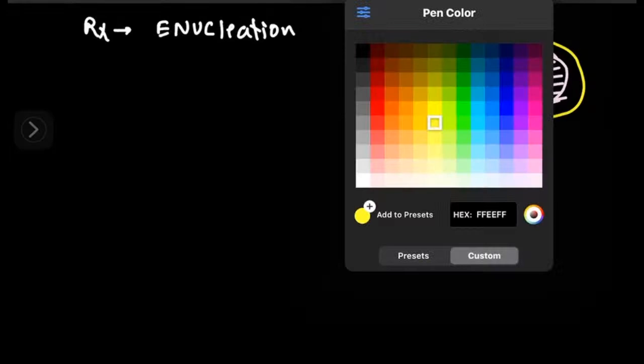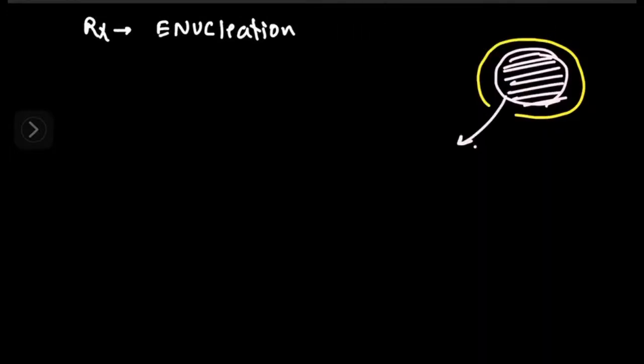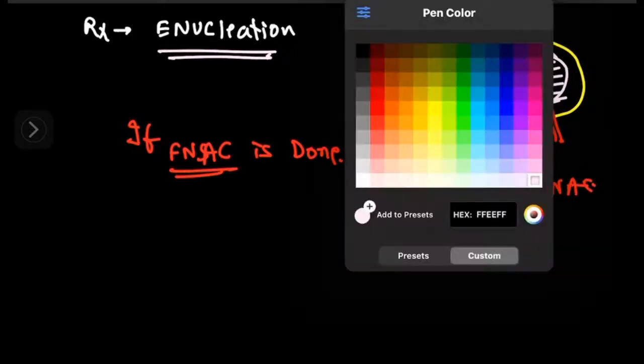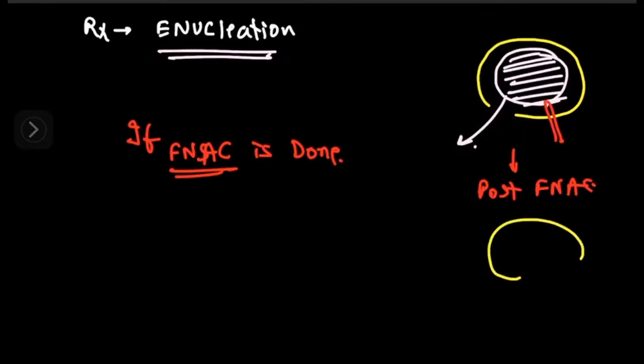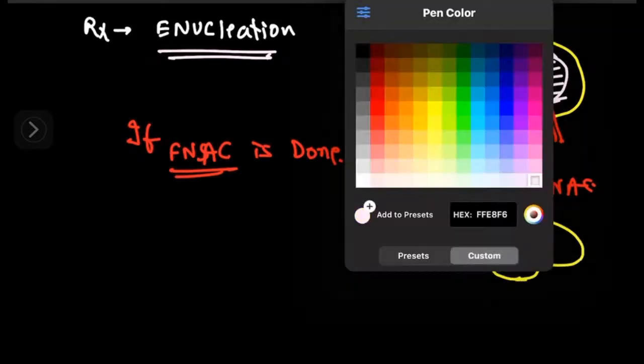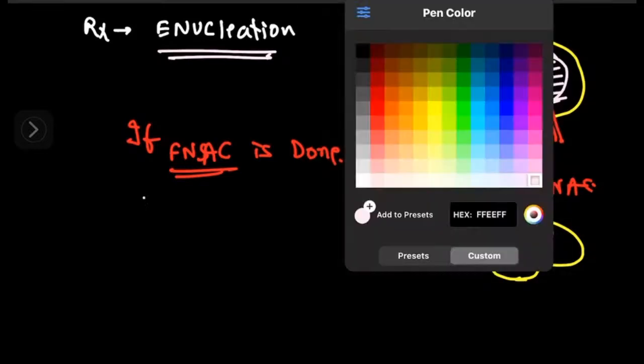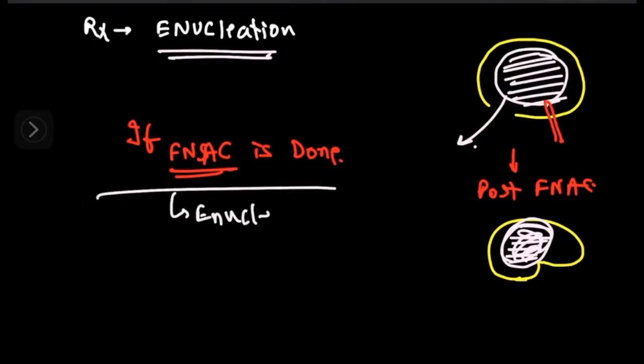Are you able to understand this point? You just take this leiomyoma out by enucleation. But if you go in for an FNAC, what is going to happen? Post procedure, post FNAC, the capsule of the leiomyoma is going to be adhered to the leiomyoma at the place where you have taken the FNAC sample. After you have done the FNAC, enucleation will be difficult.